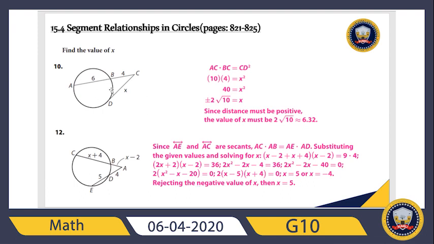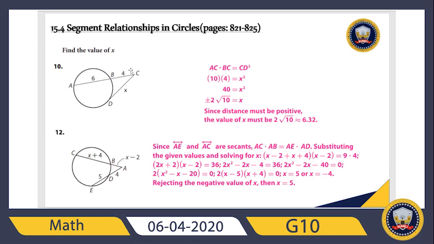Alright, let's start with the first one. What is the theorem that relates secant to segment tangent products? We said that AC, the total, times the external BC will be equal to my tangent segment squared. Okay, so AC times BC equals DC squared.